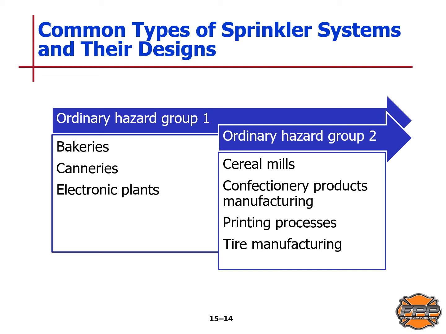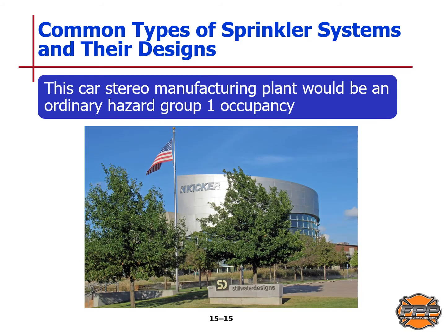Ordinary hazard group 1 includes bakeries, canneries, and electronic plants. Ordinary hazard group 2 includes cereal mills, confectionery products manufacturing, printing processes, and tire manufacturing. This car stereo manufacturing plant would be an ordinary hazard group 1 occupancy.